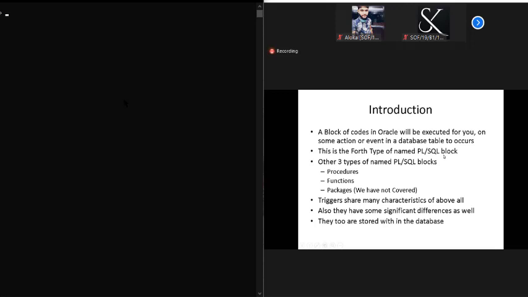Let's look into the stored procedures in SQL Developer using a graphical interface, and you can manually execute them as well. So in the same way, you can have triggers.